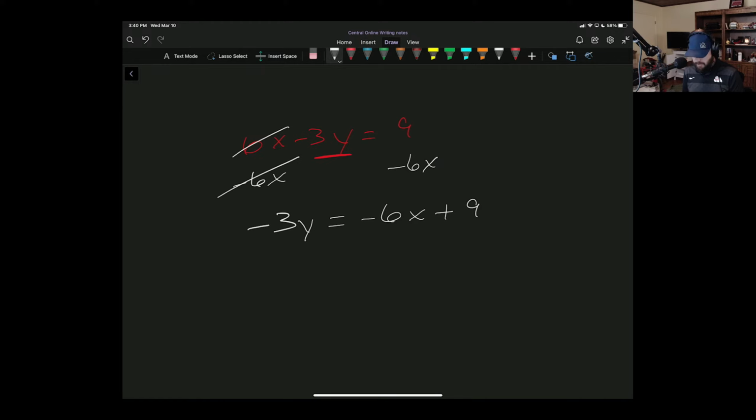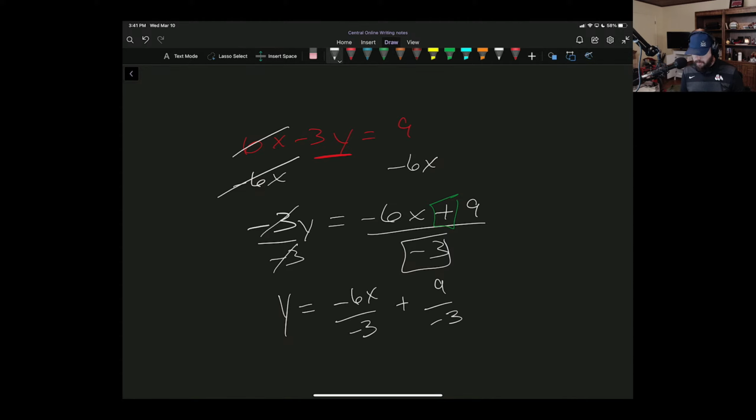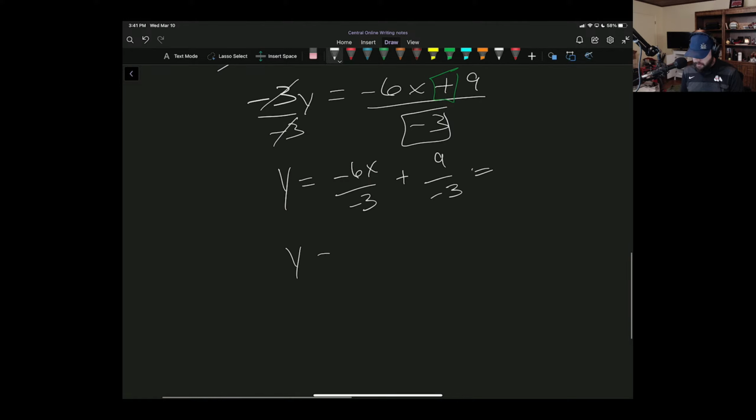We have negative 3 times y, so we need to divide. This reduces, so we're left with y. I'm going to separate this right here at the plus sign. So we have negative 6x divided by negative 3, and then plus 9 divided by negative 3. Because they have a common denominator, we can separate it out. Let's simplify this. Negative 6x divided by negative 3 is a positive 2 times x. Then 9 divided by negative 3 is negative 3.